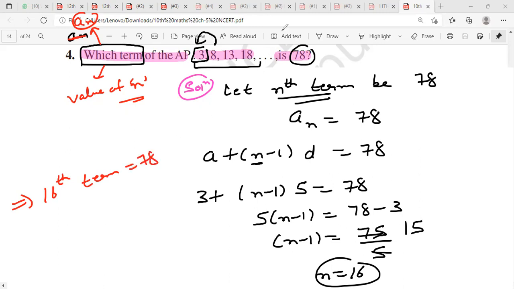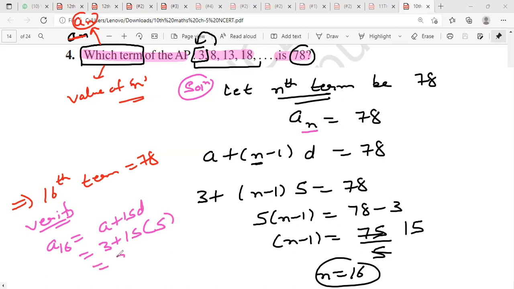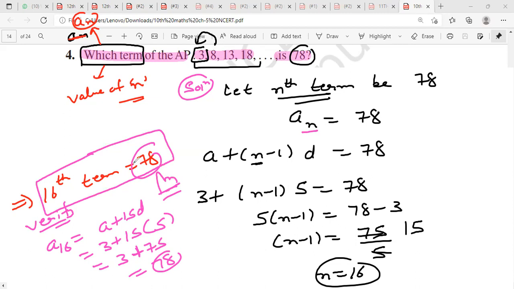अब आप इसको क्रॉस चेक भी कर सकते हो। टू वेरीफाई योर आंसर, आप a16 फाइंड करो। a16 क्या होगा? a प्लस 15d। प्रीवियस क्लास में हमने डिस्कस किया था कि an होता है a प्लस n माइनस 1 into d, तो a16 होगा a प्लस 15d। वैल्यू ऑफ a दैट इज 3, value of d is common difference, that is 5. If you solve this it will be 3 plus 75 and that is 78. You can see that 16th term आपका 78 है. Okay, so this is the final answer of this question, that is 16th term of this AP is equal to 78.